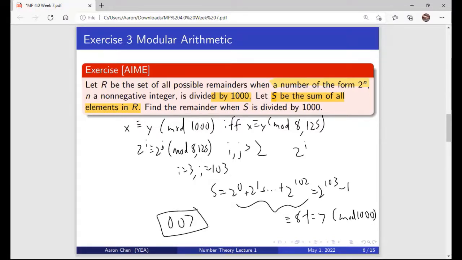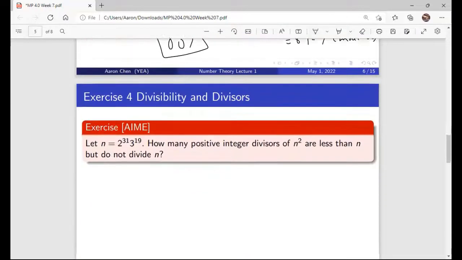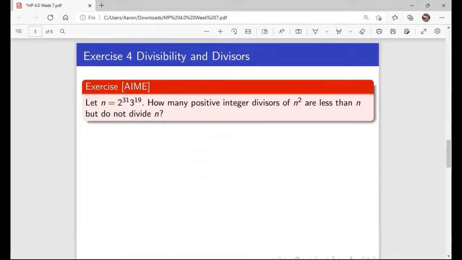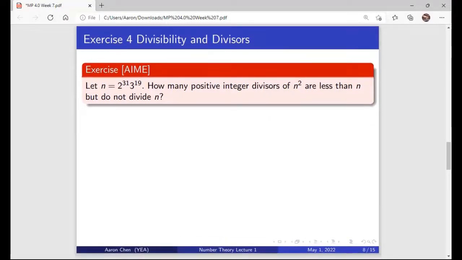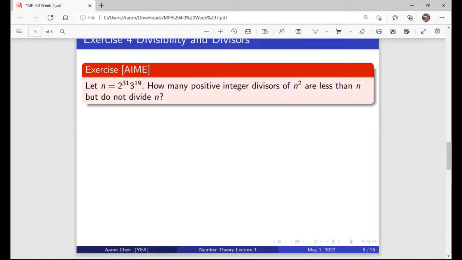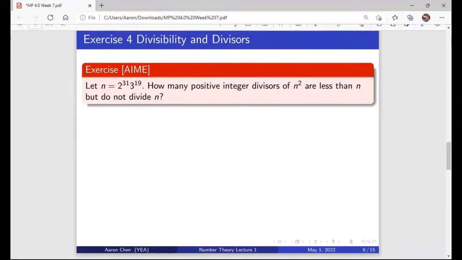Right. So if there are any questions, please ask. And if not, I'll move on to the next question that regards divisibility and divisors. And so once again, if you have any questions, ask. And if you get any answers anytime, please send a private message with your answer.